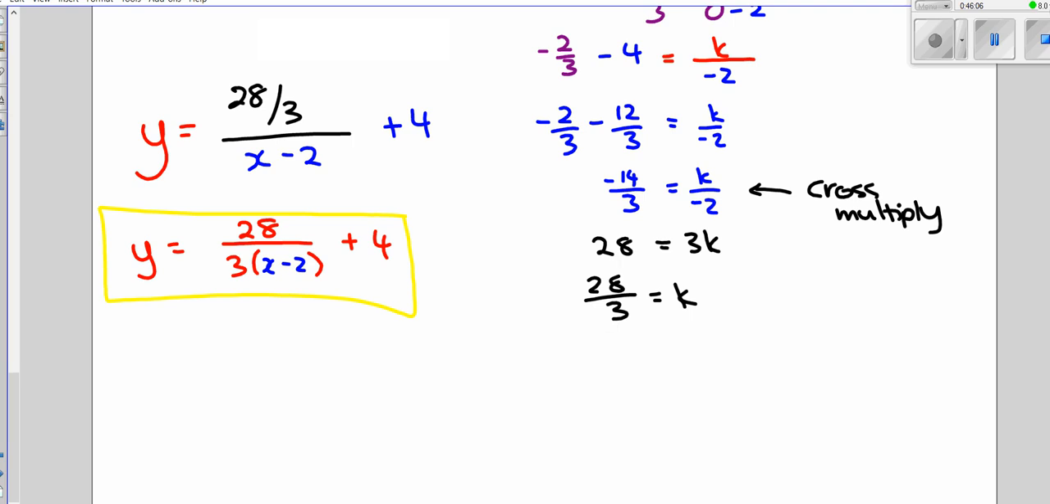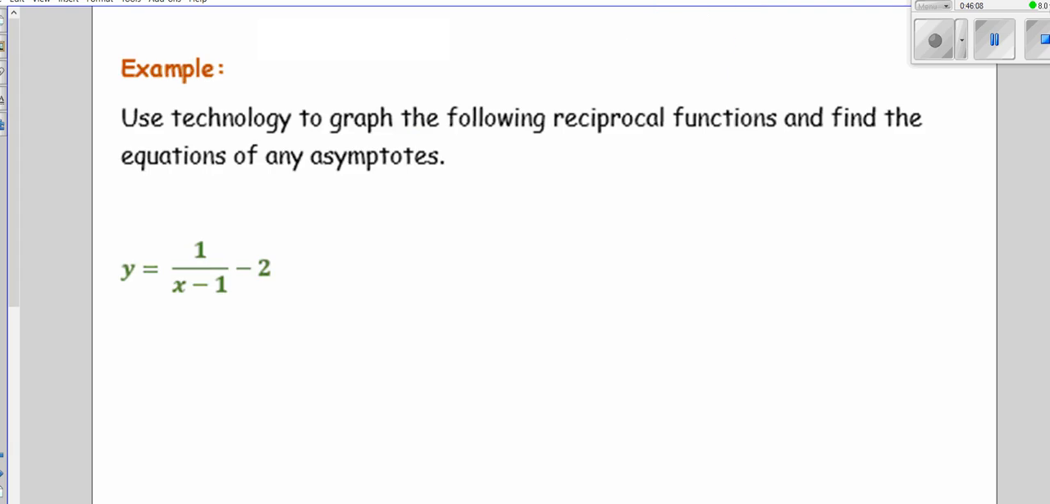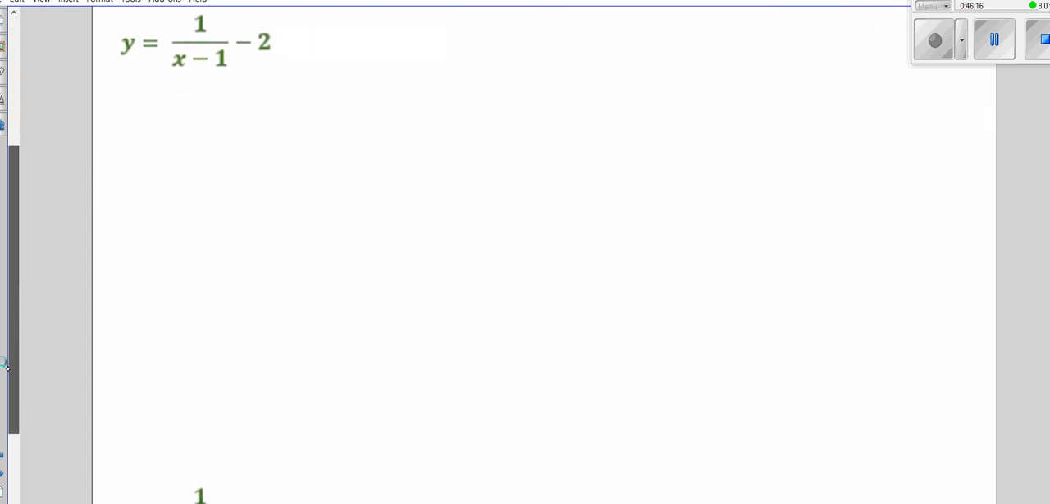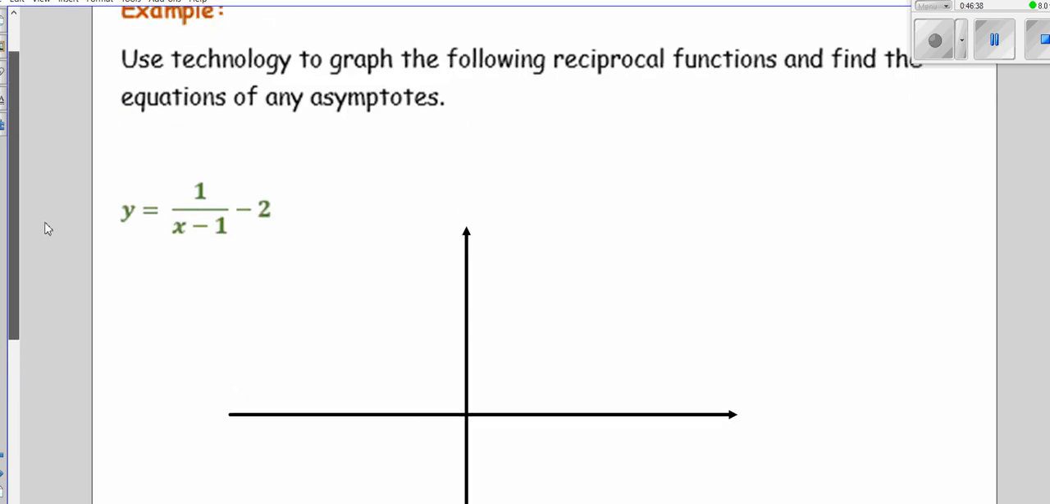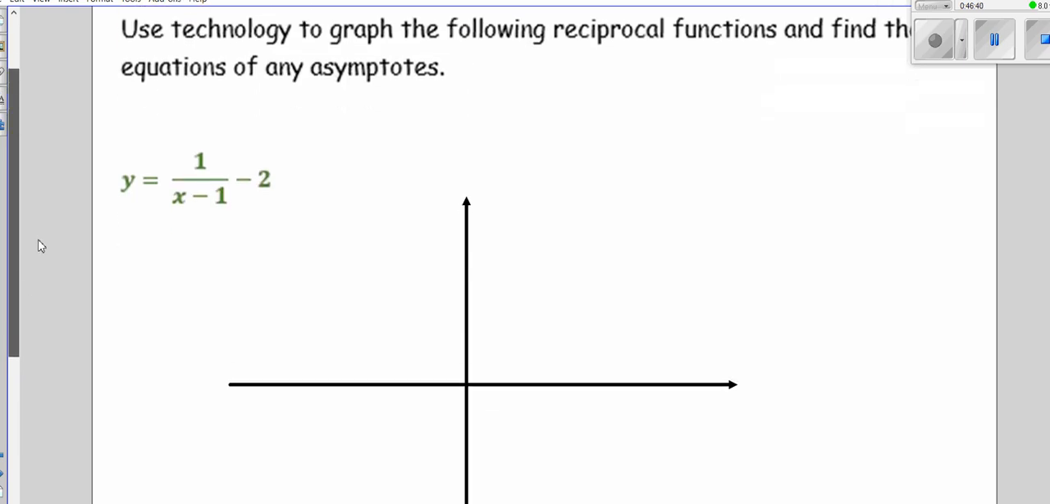Okay, example: use technology to graph the following reciprocal functions and find the equations of any asymptotes. You might want to do a basic x and y axis to begin with. So get your little ruler out for your x-axis, y-axis, whatever order you want. Maybe I'll shift that up a bit. And they want us to find the equations of any asymptotes. You can probably have a look at this and have a little guess what the asymptotes are going to be.